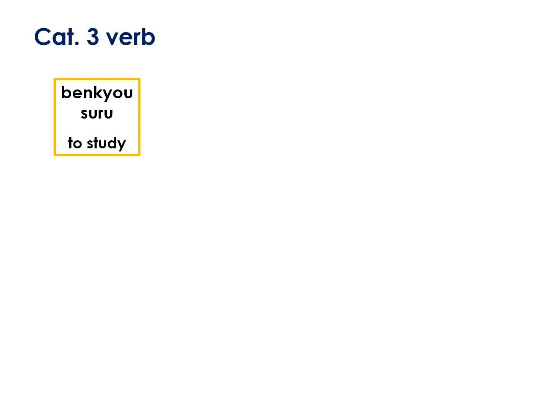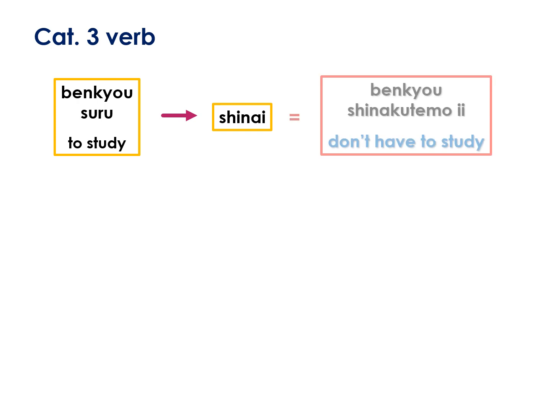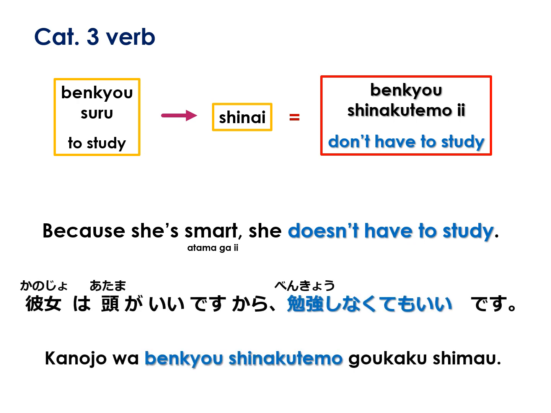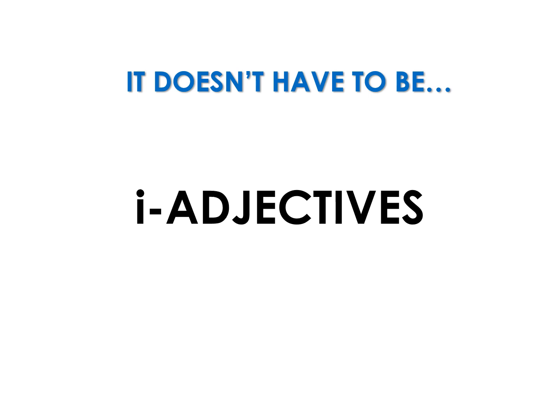We conjugate the verb する here. Nai form is 勉強しない and 勉強しなくてもいい means don't have to study. Because she's smart, she doesn't have to study. In Japanese, 彼女は頭がいいですから勉強しなくてもいいです。The nakutemo ii conjugation can also be used for adjectives.